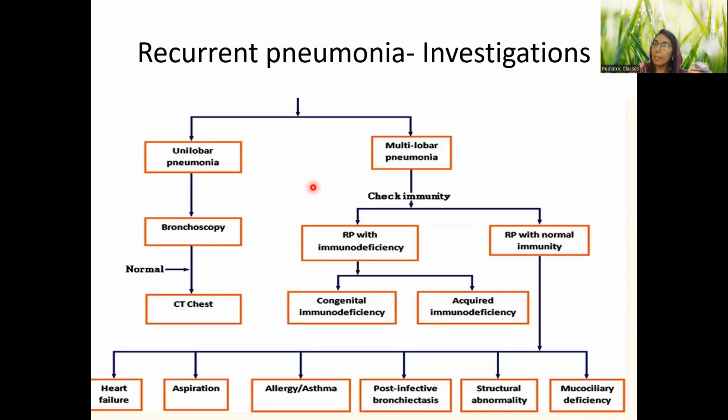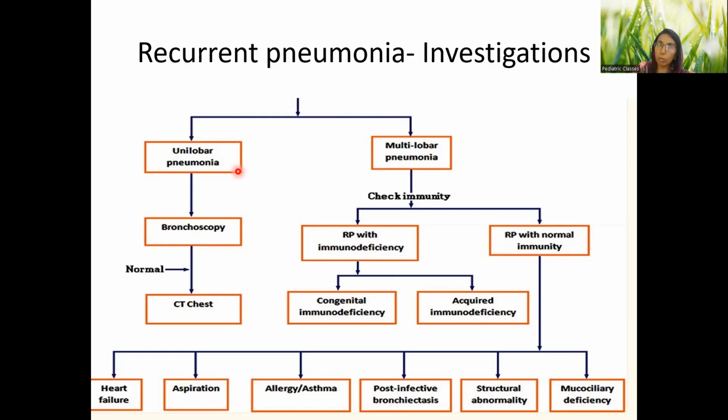So what exactly are the investigations you will do in a case of recurrent pneumonia? This image also I got from the same article. The reference link is at the end of the session. So recurrent pneumonia we can divide as unilobar and multilobar. So the most important investigation in any case of unilobar recurrent pneumonia is none other than flexible bronchoscopy.